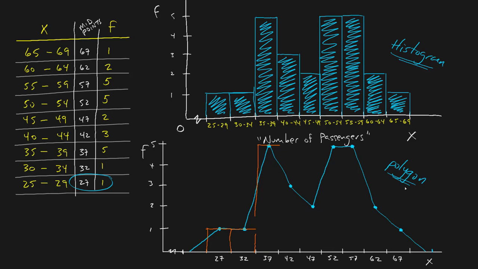So polygons and histograms both deal with quantitative data, so data where you're dealing with numerical measurements. I guess that's it. Just have to remember to use the midpoints instead of using the category intervals like I did for a histogram.